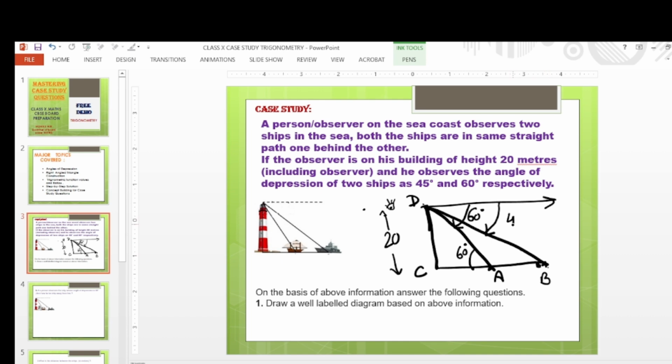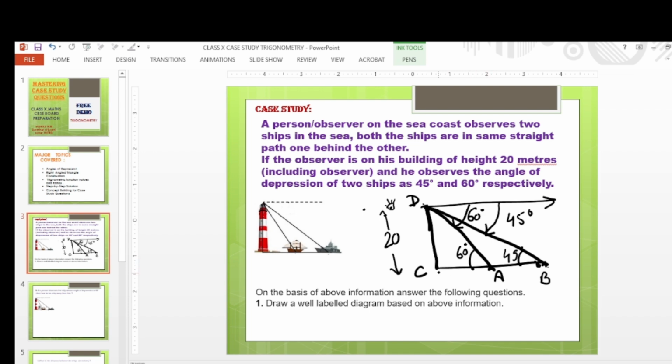And this is 45 degree. And what is the alternate to this? This is also 45 degree. All right. And still, if you have a confusion, the simple thing you need to remember is that the ship that is closer to the building will have a steeper angle, meaning larger angle. The closer the object, bigger is the angle, okay?